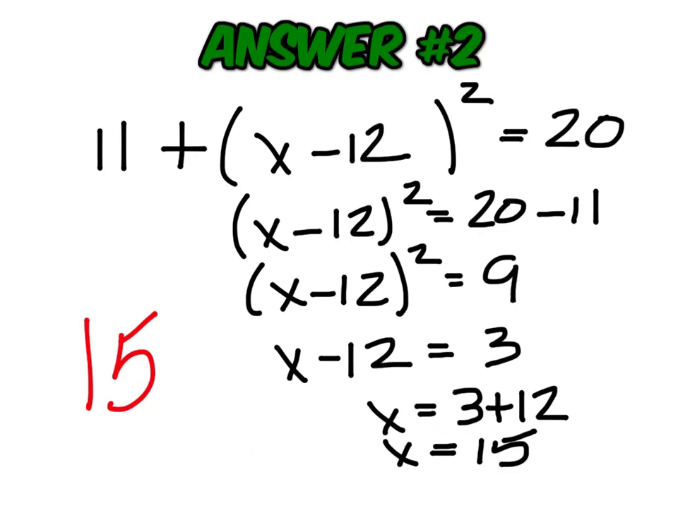On the second one, we had the sum of 11 and the quantity squared of a number minus 12 is 20. Move this 11 to the right side, make it minus 11. Simplify that to get a 9. Think to yourself, what number do I square to get a 9? And that would be 3. So that means whatever's inside these parentheses must be equal to 3. X minus 12 equals 3. Add 12 to the right and come up with a 15.